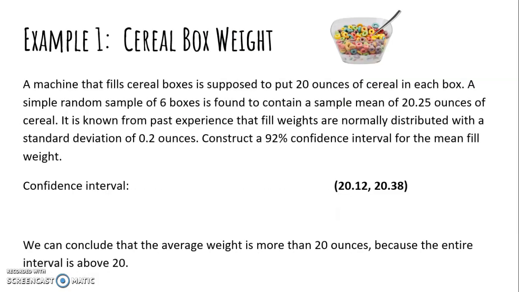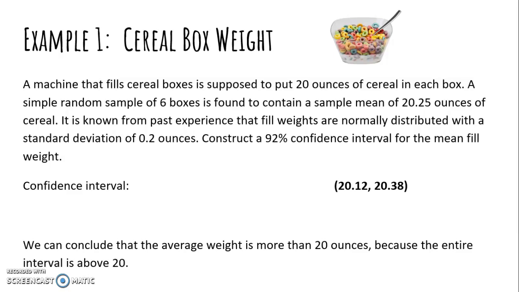Here is an example of cereal box weight. We've actually seen this particular example before in previous sections. But let's review what it's about. A machine that fills cereal boxes is supposed to put 20 ounces of cereal in each box. A simple random sample of 6 boxes is found to contain a sample mean of 20.25 ounces of cereal. It is known from past experience that fill weights are normally distributed with a standard deviation of 0.2 ounces. Construct a 92% confidence interval for the mean fill weight.